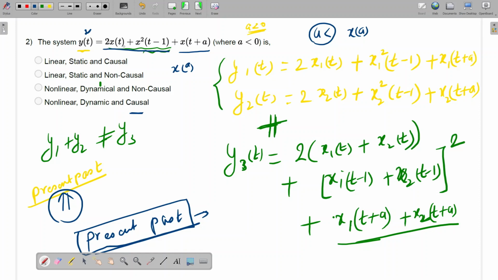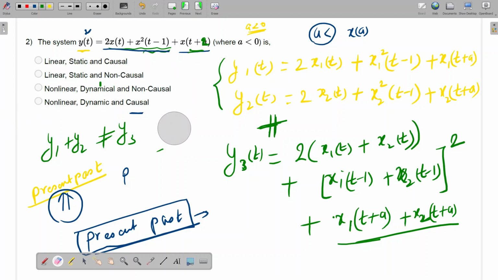So x is what? Input. y is output. If the present output depends on the future input, then that system will be non-causal. So x is our input and y is output. Let's say here 2 is there, x of t plus 2. If we put t equal to 0, the output at the 0th instant is depending on x of 2. So the present output is depending on the future input. x of 2 is the future input. Is it clear now?